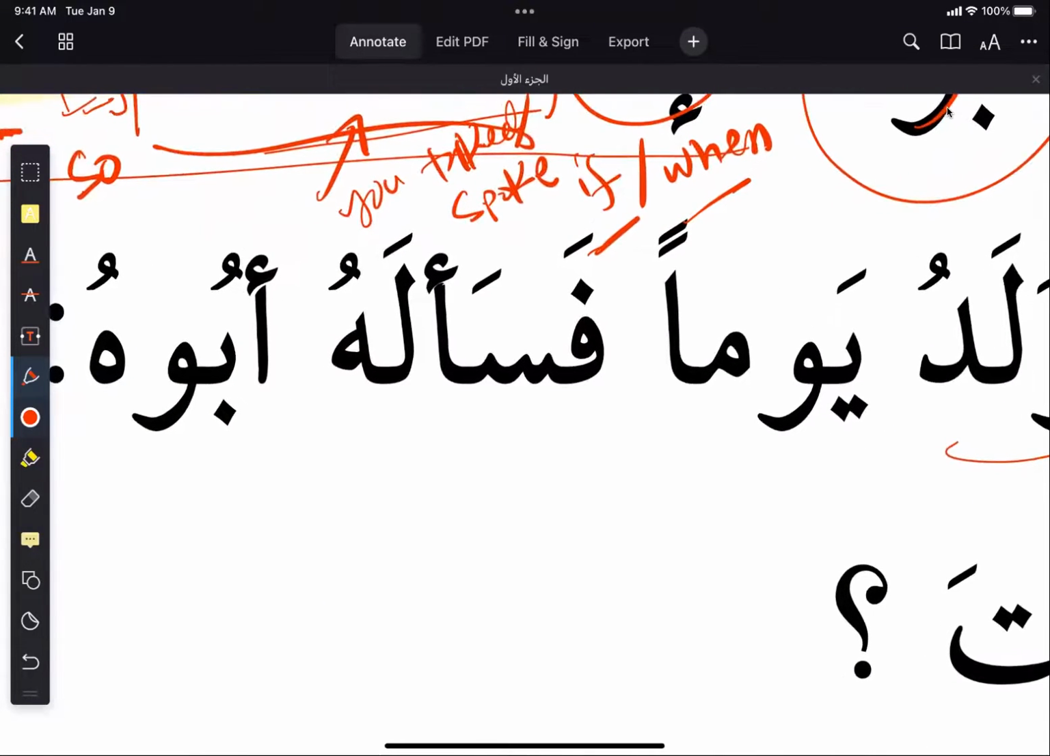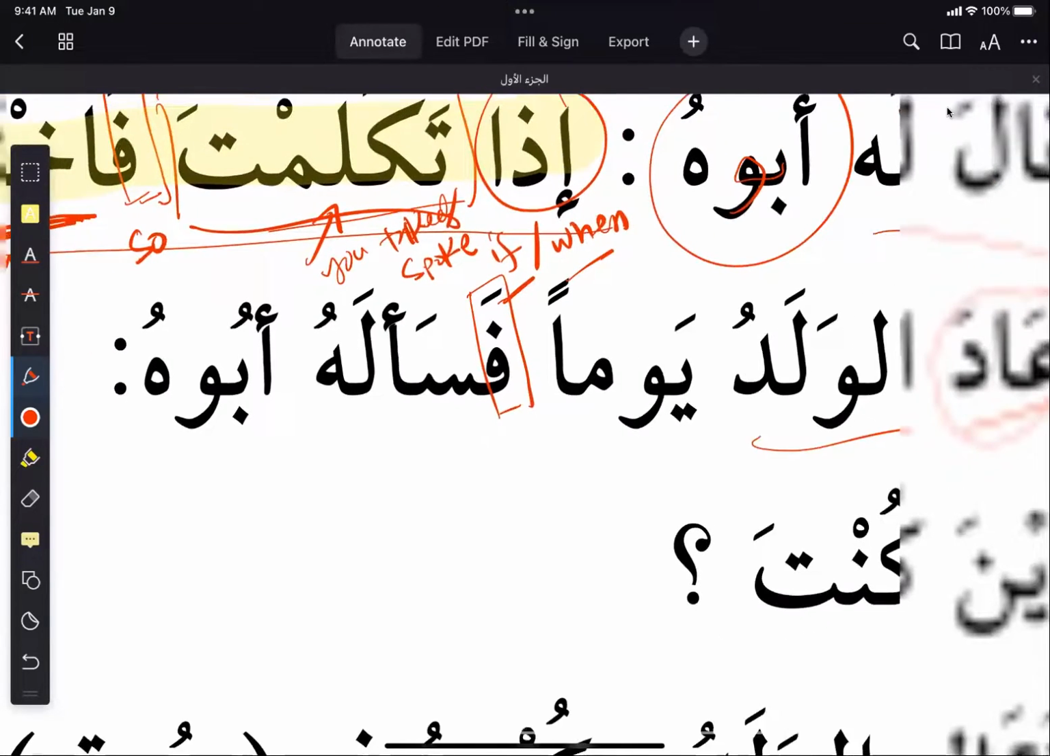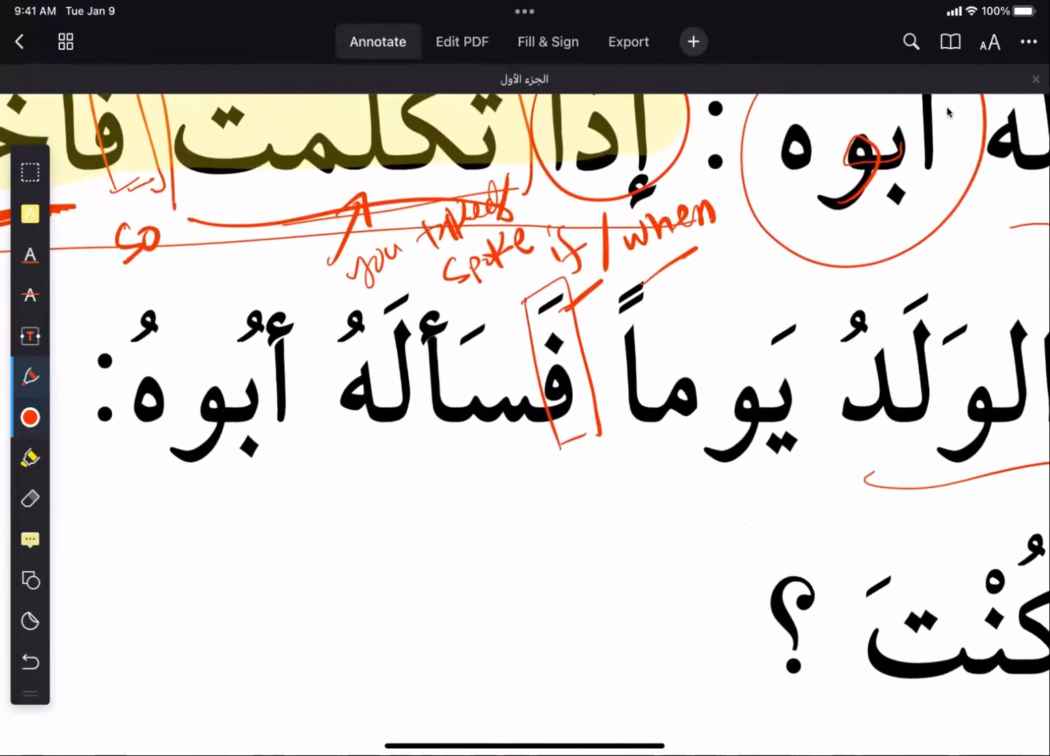Fasa'alahu. So here we have this fa, but you'll see it has a different meaning here. Fasa'ala, we just had the verb sa'ala. So how would you translate? Forget about the fa right now. How would you translate sa'alahu? Asked him. He asked him.